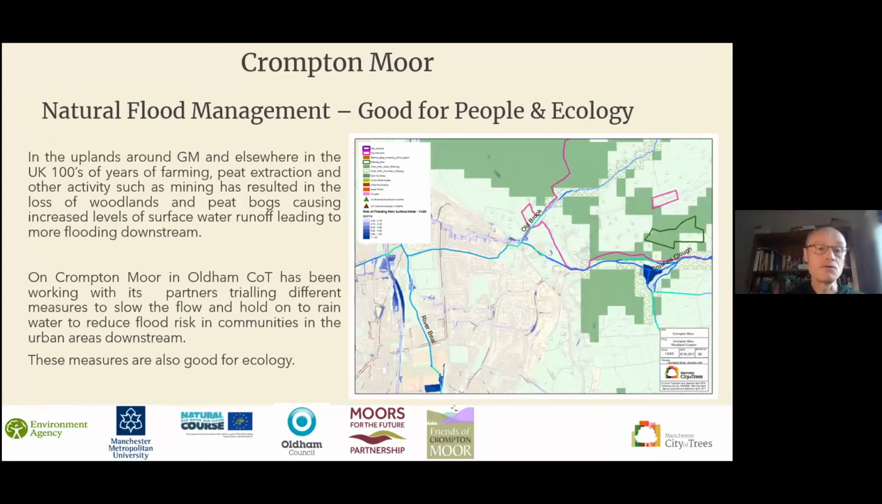So what I wanted to do here is provide an example of a project that we have delivered over the last 4 or 5 years in the upland areas around Greater Manchester. It's an example of natural flood management, where we're using forestry and other habitat creation works to help manage water to reduce the risk of flooding to urban communities downstream. The location is Crompton Moor in Oldham, one of the 10 districts of Greater Manchester. I hope this case study will demonstrate that what we're doing is good for flood management, but also good for ecology.